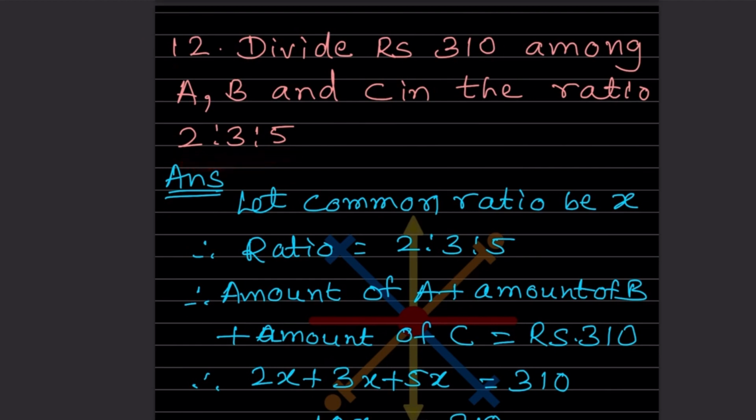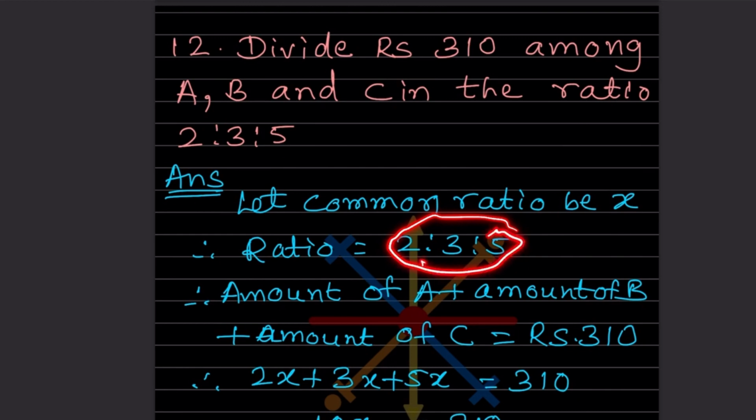So the next problem says that divide rupees 310 among A, B and C in the ratio 2:3:5. So now again here we are going to consider the common ratio as x. Ratio is given as 2:3:5. So what 2:3:5 means, there are 3 persons, isn't it? A, B, C. So amount of A plus amount of B plus amount of C, that is given as what? 310, because this 310 we have to divide.